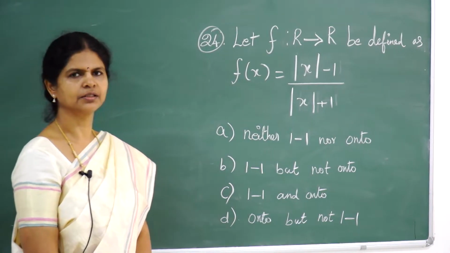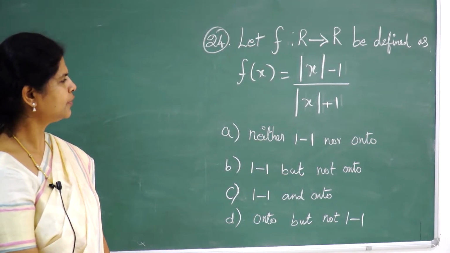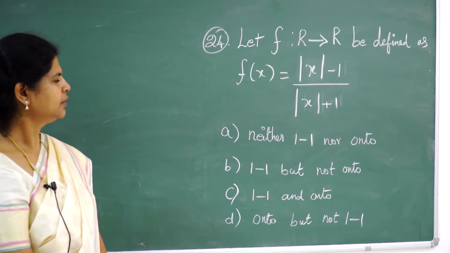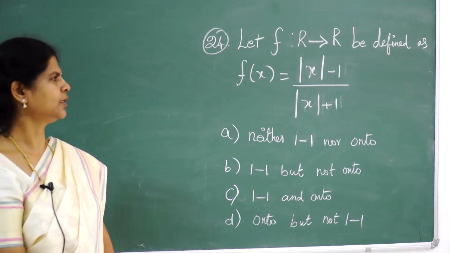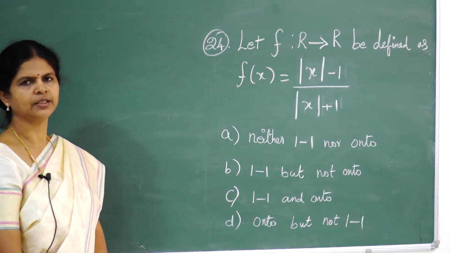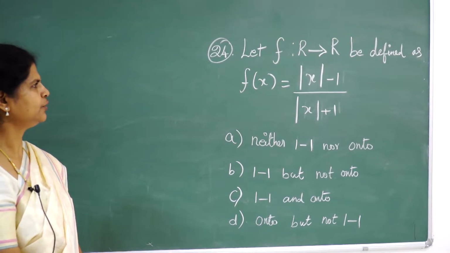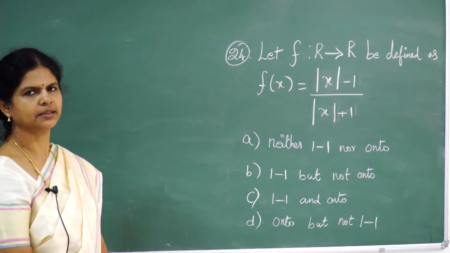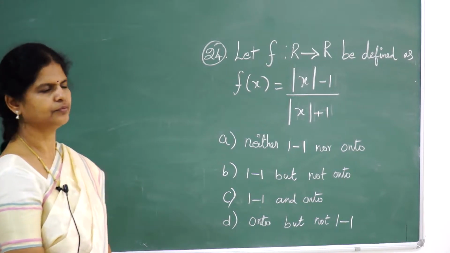The next question: given the function f from R to R, f(x) = (|x| - 1)/(|x| + 1), you have to prove whether it is onto or one-to-one. First, you have to prove the one-to-one condition. Let us take a value for x equal to 1 and x equal to minus 1, and check the one-to-one function.